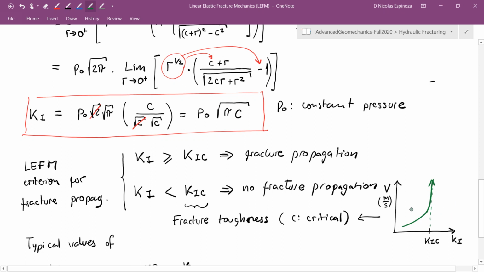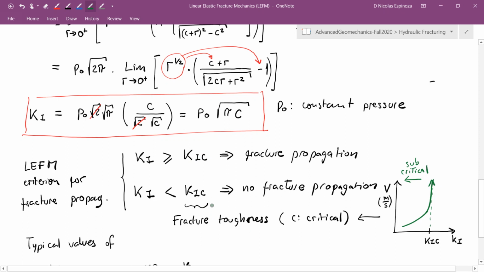So what I'm going to say is, whenever my intensity is higher than the critical intensity, then I have fracture propagation. Whenever this value is lower, and we're going to come back to this, there might also be fracture propagation, but it's going to be very, very slow. This is something called subcritical fracture propagation. We'll come back to that later on. All right. But for now, let's just keep in mind this basic criterion comparing stress intensity factor to fracture toughness or critical stress intensity factor.